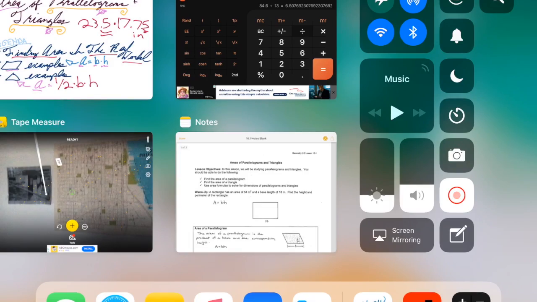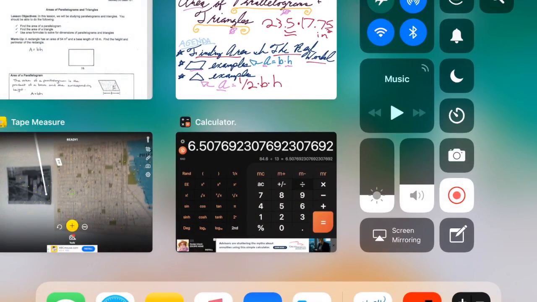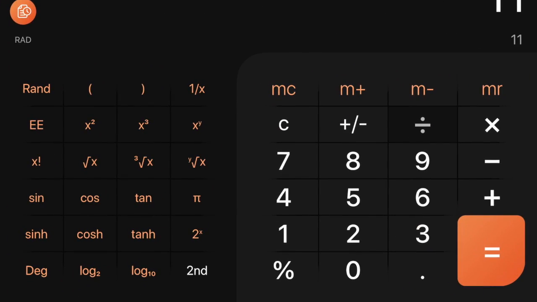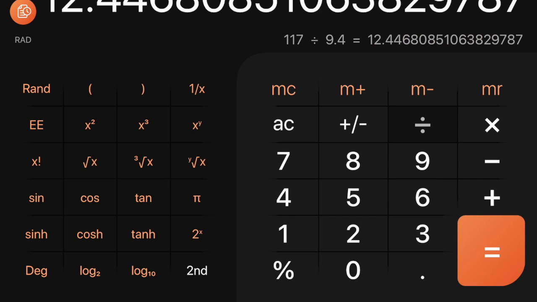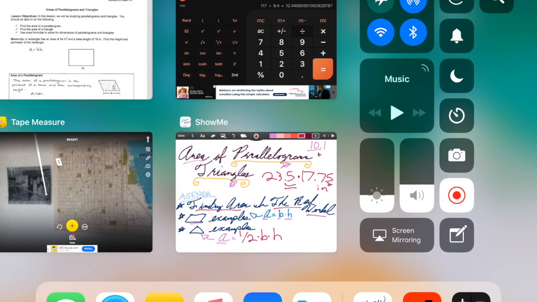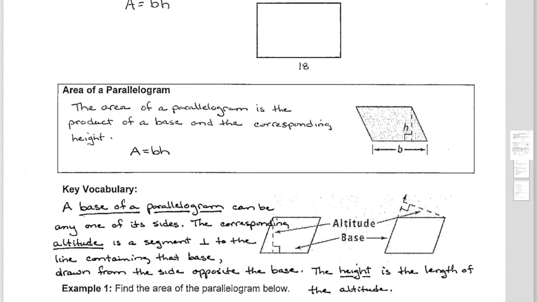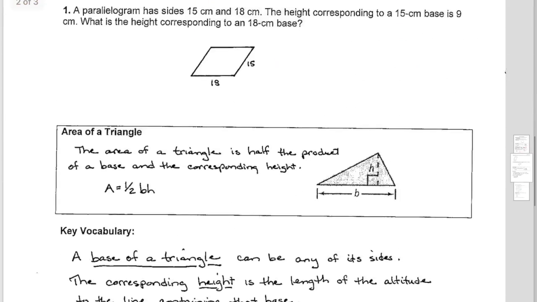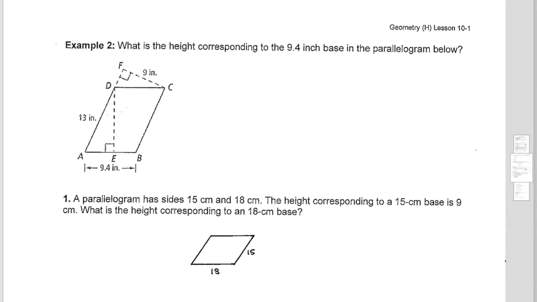So I was doing 117 divided with 9.4. This is saying that our altitude is going to be approximately 12.45, which makes sense. So our altitude in this case, DE, is approximately 12.45 inches.